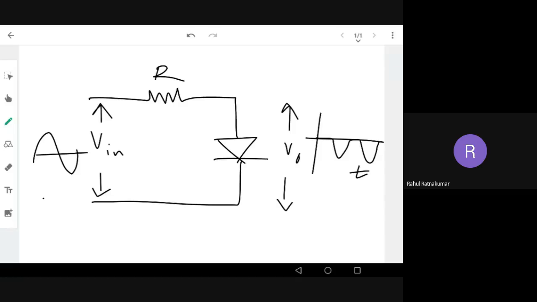Okay, so I'll request you to try this: draw the waveform of I output versus V in for this circuit. You can take 2 minutes, think, and draw it.